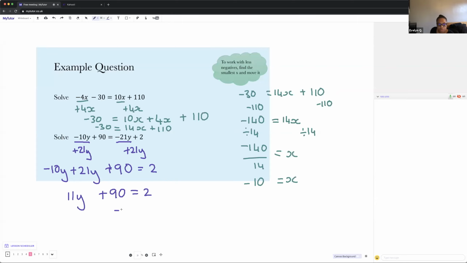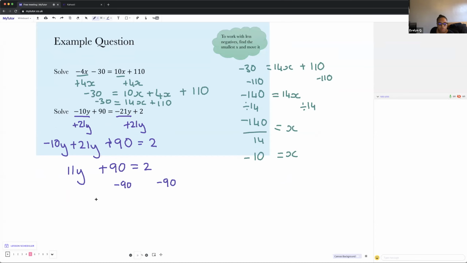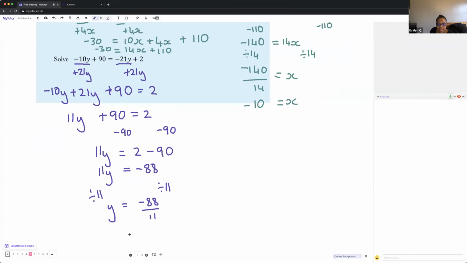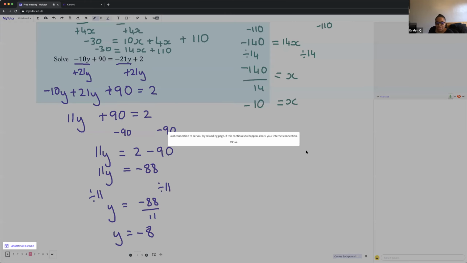And then I'm going to subtract 90 from both sides. So I've got 11y gives me 2 minus 90. Now 2 minus 90 is minus 88. So I've got 11y equals minus 88. Then the last thing to do is divide both sides by 11. So I've got y equals minus 88 over 11, and minus 88 over 11 is minus 8. So you should get y equals minus 8 for the last one. So hopefully that makes sense to everyone.